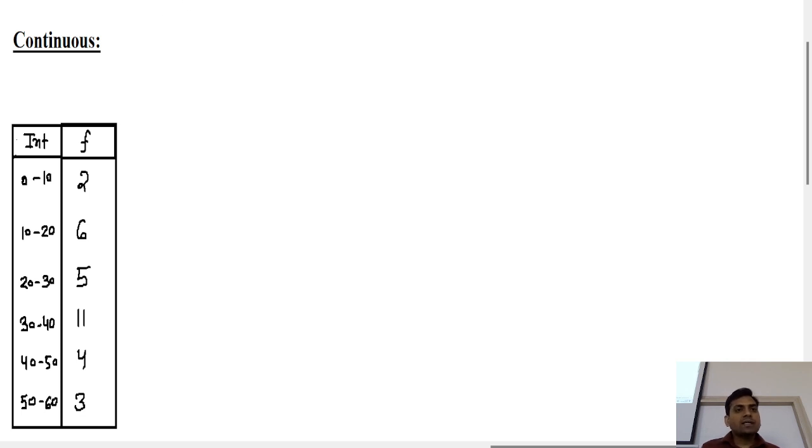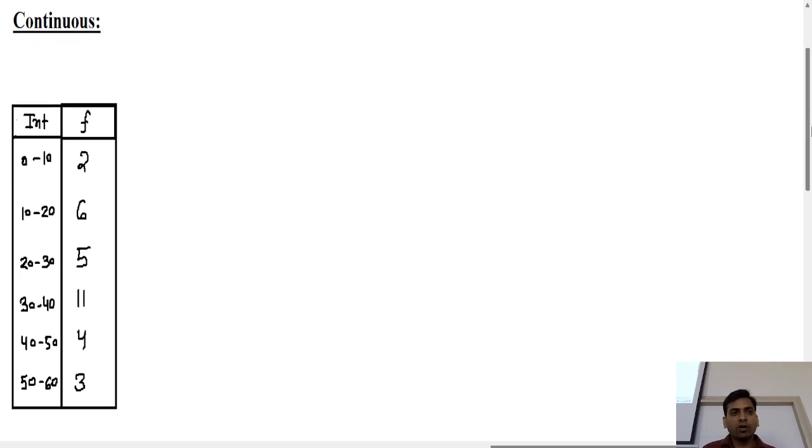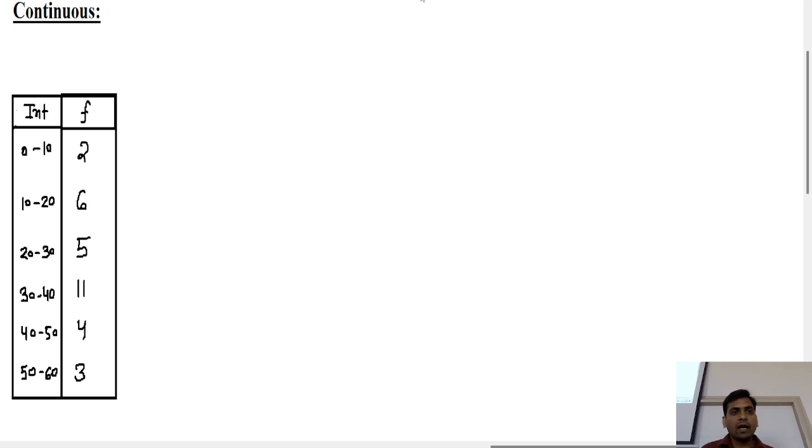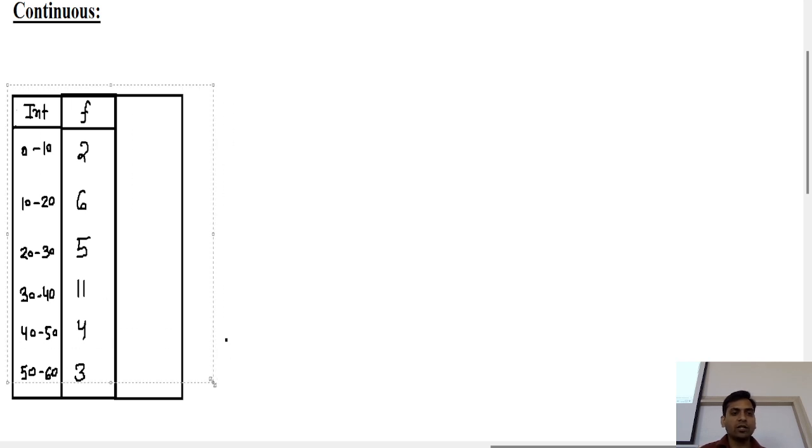So first task is always what? Arrangement of data. This data is already arranged because of intervals 0 to 10, 10 to 20 and so on. Clear? So no need to arrange this data. Okay, now next task is what? Next task, what will you do? Cumulative frequency. Exactly.